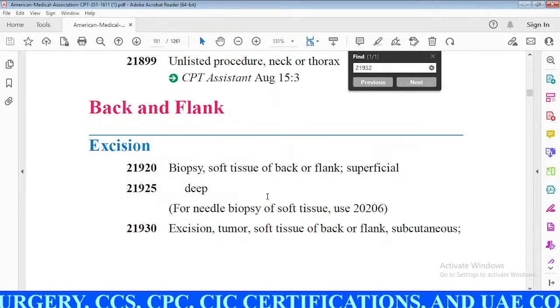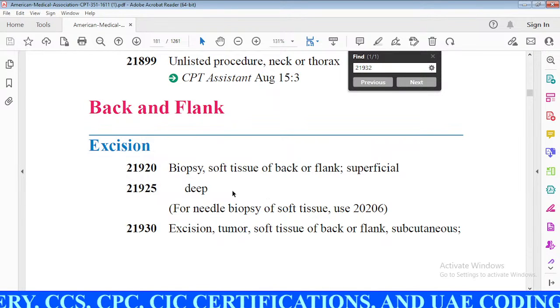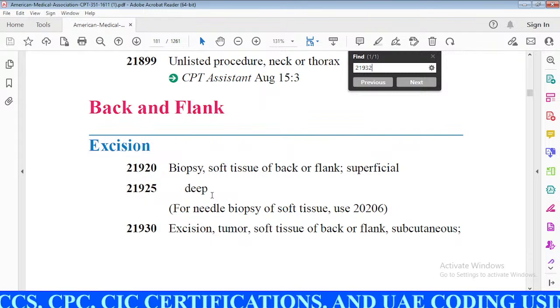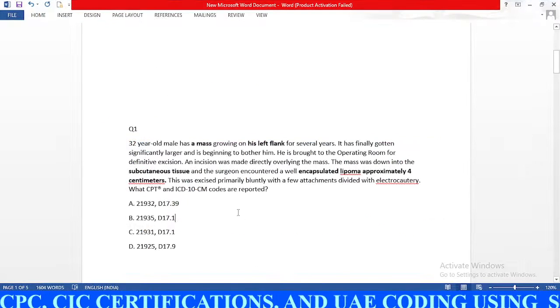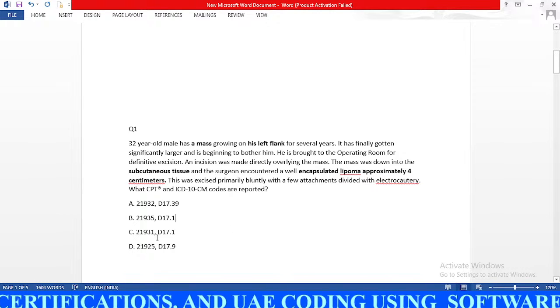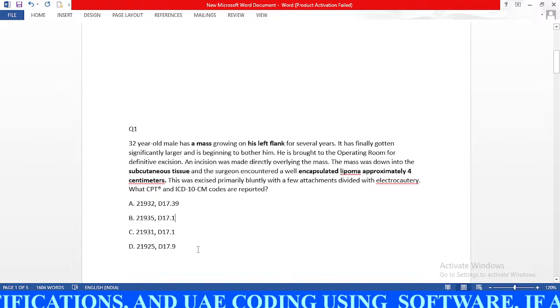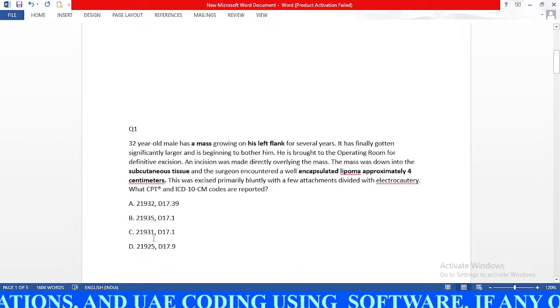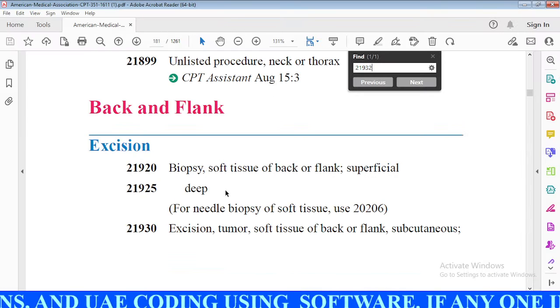Biopsy soft tissue of back or flank superficial. Here this is deep. So here the physician is not performing the biopsy. The physician is performing the excision. So D is also wrong. So our answer here is 21931. We will check.